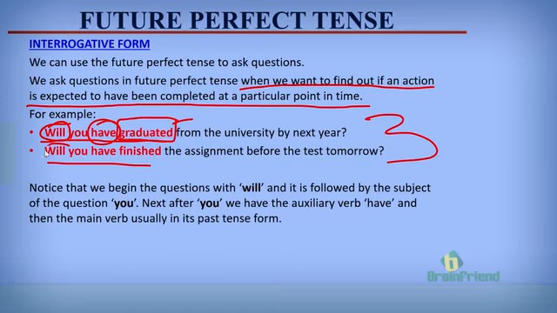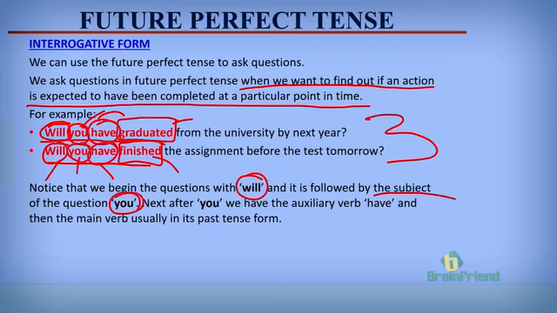Same thing here, the auxiliary verbs will and have, and then the past participle form of the verb, which is finished. The difference is that we have the subject of the question between the two auxiliary verbs will and have. The subject for the two sentences is the pronoun you. Now notice that we begin the questions with the word will, and will is followed by the subject of the question, which is you, just as we have in the examples.